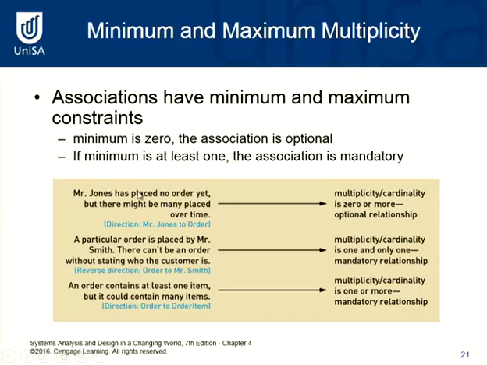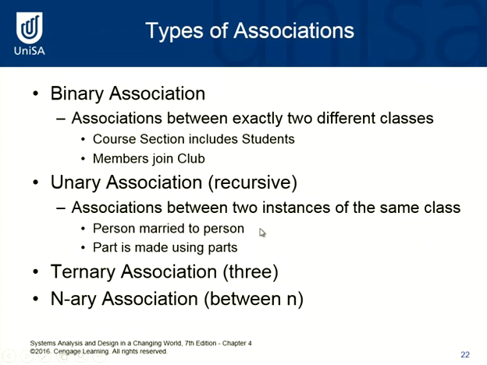To give an example, Mr. Jones has placed no order yet, but there might be many placed over time. So this is a 0 or more relationship, and it's optional because he doesn't necessarily have to place an order. An order contains at least one item, but it could contain many items. So the multiplicity is 1 or more, and it is a mandatory relationship. So it's important to understand what the relationship is, if it's mandatory, if it's optional, and to also understand whether it's 0, 1 or many, and which direction that 0, 1 or many occurs in.